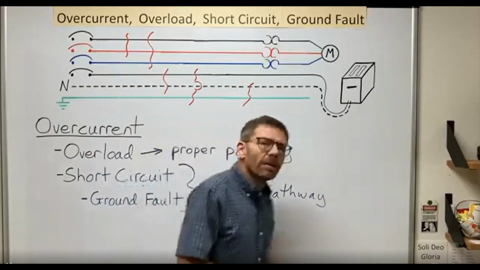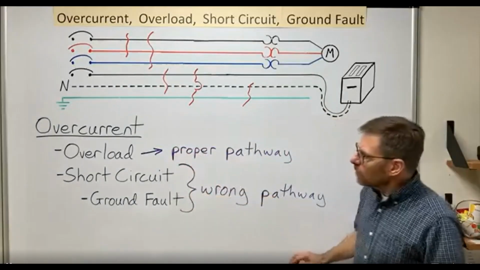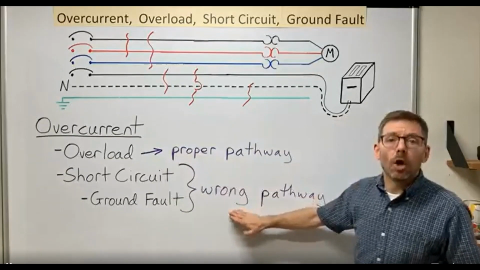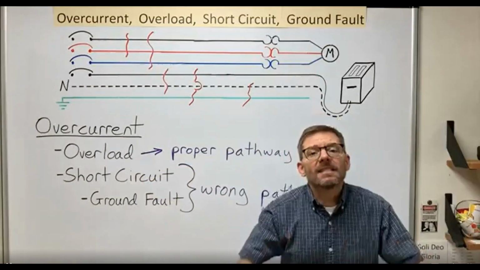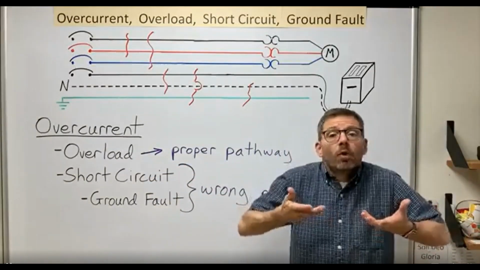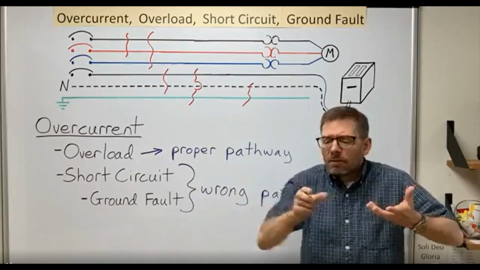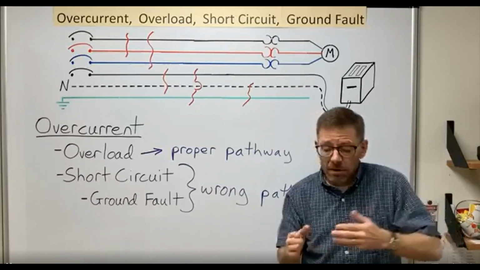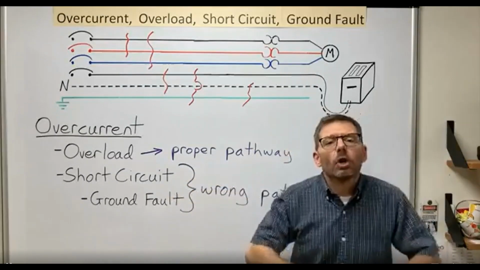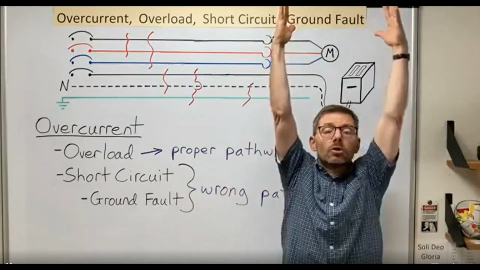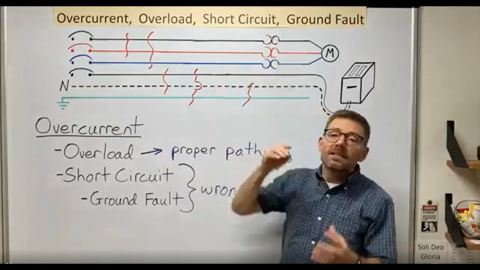So, what are the main differences then between my overloads and these short circuits? I mentioned proper pathway, wrong pathway. But also, let's think that an overload, it often exceeds the rated current as much as 4 or 6 times, maybe more. But it exceeds the current for a period of time when the device will open. But a short circuit often greatly exceeds the rated current.